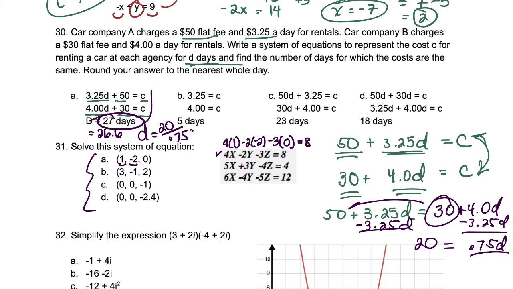Let's try the second equation. 5 times 1 plus 3 times y, which is -2, minus 4 times 0. Does that equal 4? Okay, so I'm just taking this x, y, and z and putting them right in there. It's 5 minus 6 minus 0. 5 minus 6 is -1. No, it doesn't equal, so it does not work. So we can now rule out answer A. Let's go to answer B.